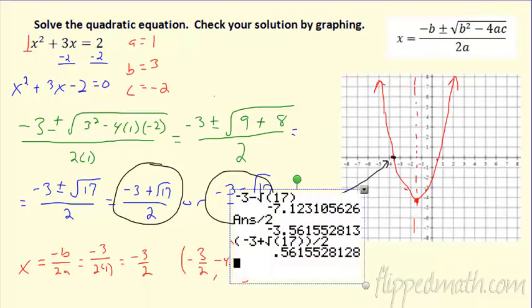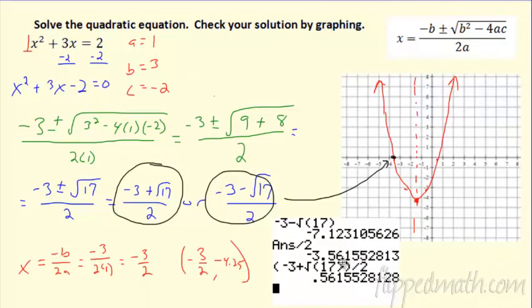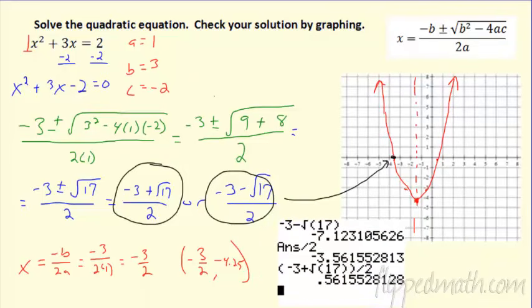So check this out. This is the decimal form. So these are the approximations of this. Do they match up? Does that look pretty good? Is that negative 3.56? It looks like negative 3.56, so I did a nice job. Is this other one at 0.56? Looks like it. This is going to be 0.562, if you round it to 3 decimal places. So that's my other root.